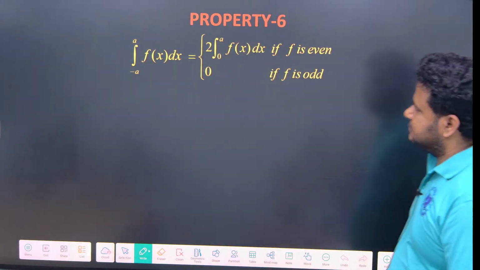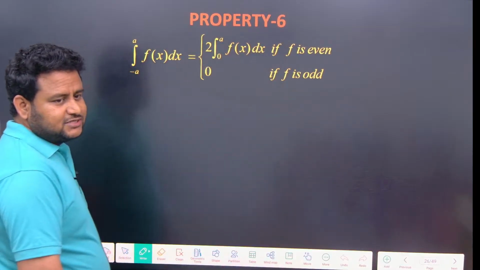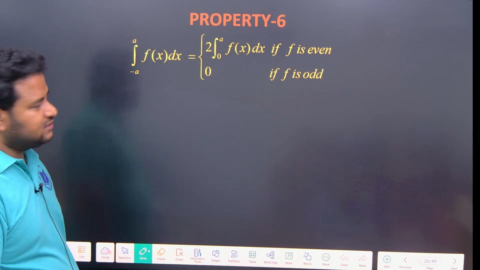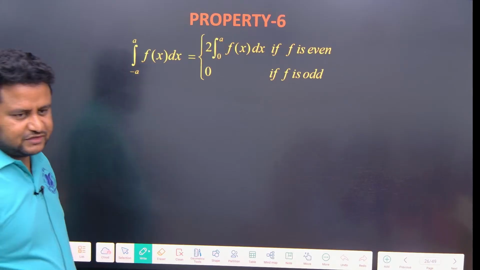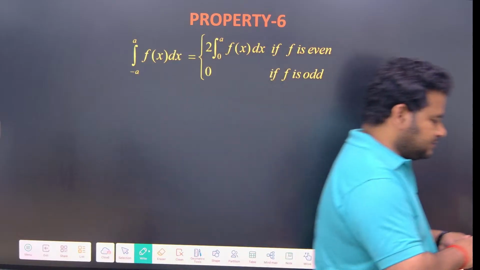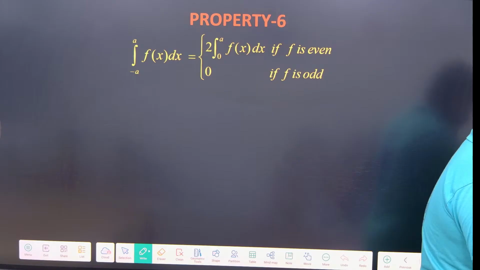Property number 6: the integral from minus a to a of f of x dx is equal to 2 times the integral from 0 to a of f of x dx if f is even, and is equal to 0 if f is odd. Please write down the property. We will solve some questions based on this, or I will give you some examples. Very, very important property, this one.